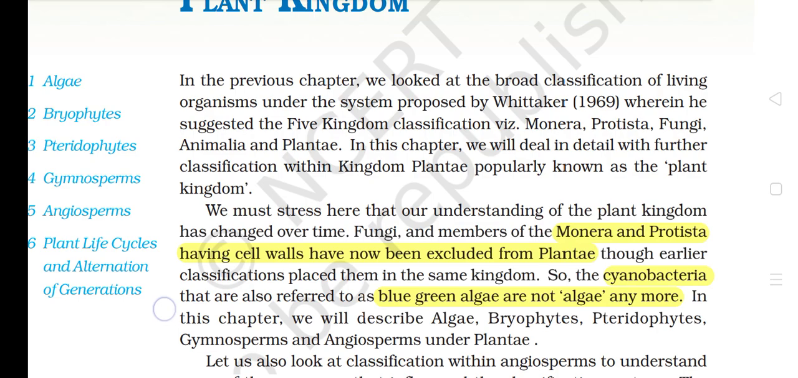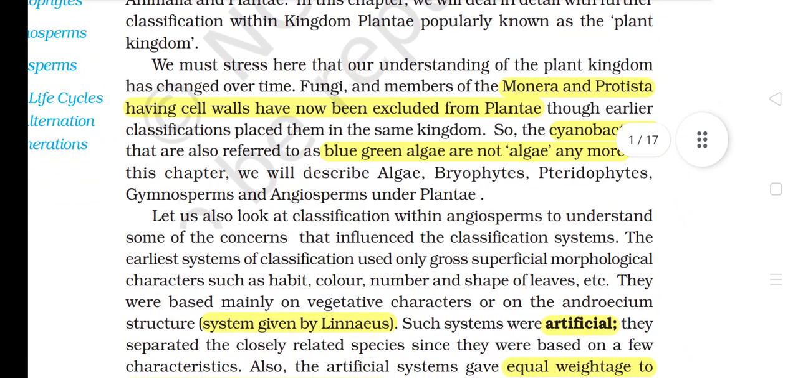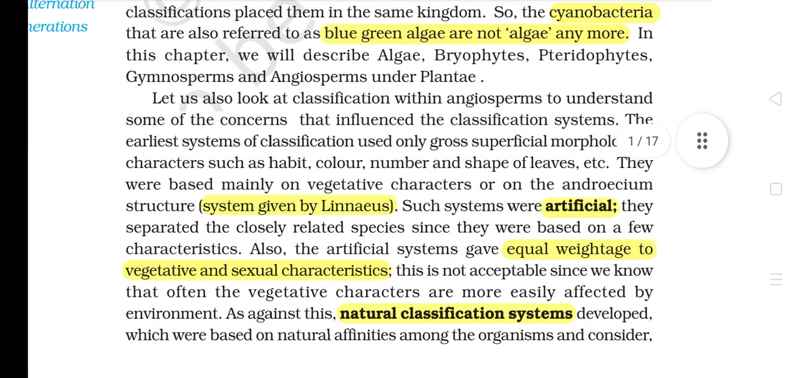We must stress here that our understanding of the plant kingdom has changed over time. Fungi and members of the Monera and Protista having cell walls have now been excluded from Plantae, though earlier classifications placed them in the same kingdom. So, the cyanobacteria that are also referred to as blue-green algae are not algae anymore. In this chapter, we will describe algae, bryophytes, pteridophytes, gymnosperms, and angiosperms under Plantae.